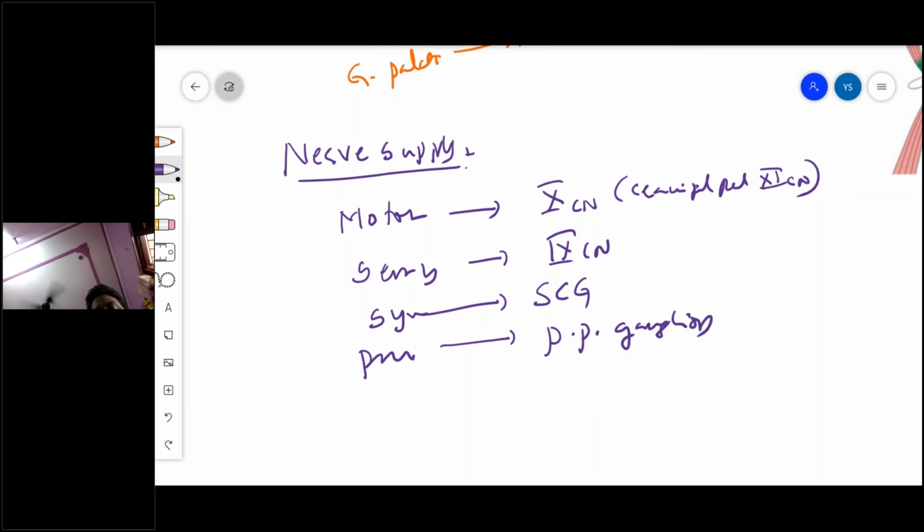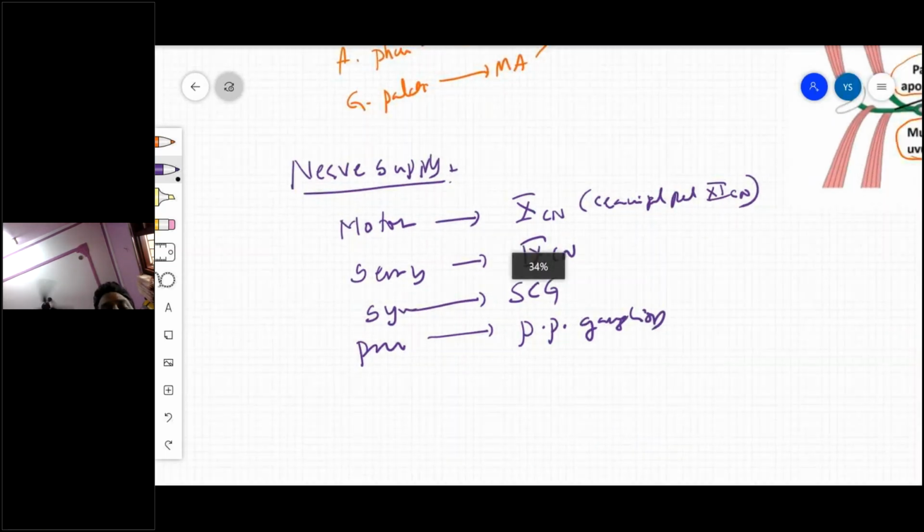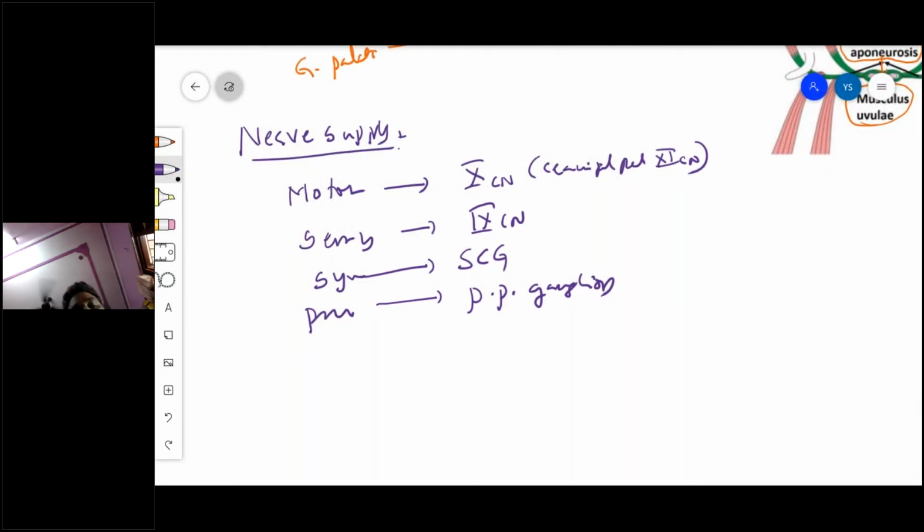Got my point? Why are we including the autonomic nerves here? Because in the structure I already told you, this is fibromusculoglandular. I mentioned the glandular part. Glands are usually supplied by the autonomic nervous system. Is it clear? Yes, sir. So this is the nerve supply.